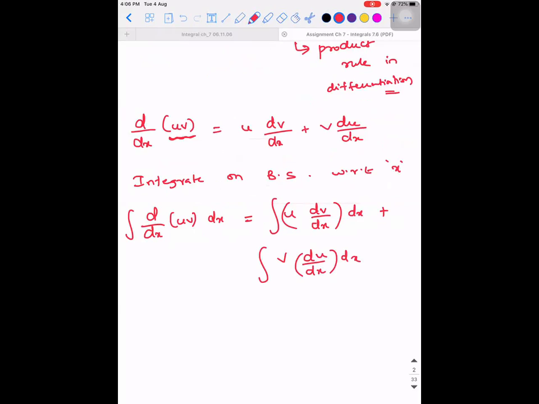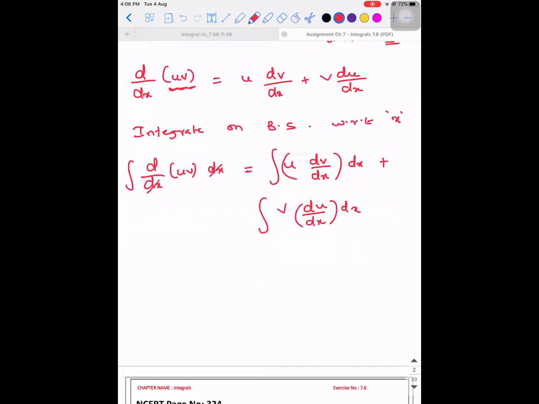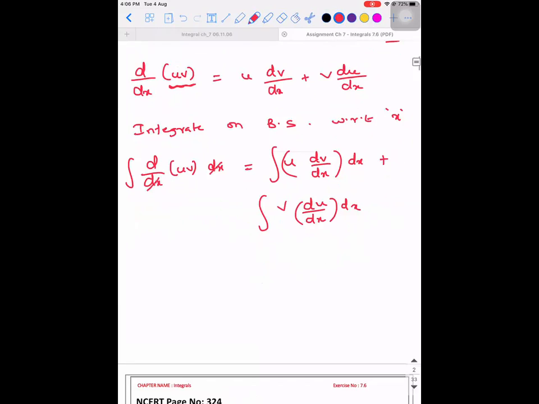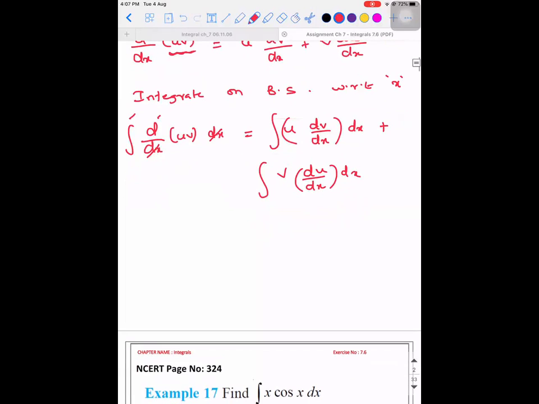Right. So here what is going to happen is, this dx and dx are gone. So integral of the derivative of uv. Integral and derivative are the opposite of each other, right? So what will you have? You will have uv is equal to integral of u into dv by dx with respect to x, don't cancel that dx, I'll tell you why, plus integral of v into du by dx with respect to x. Is it clear till this step?